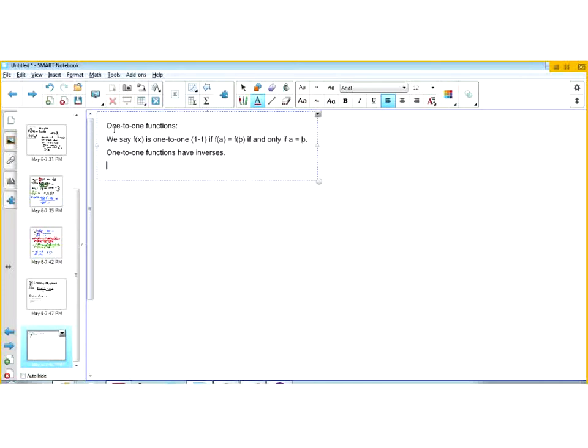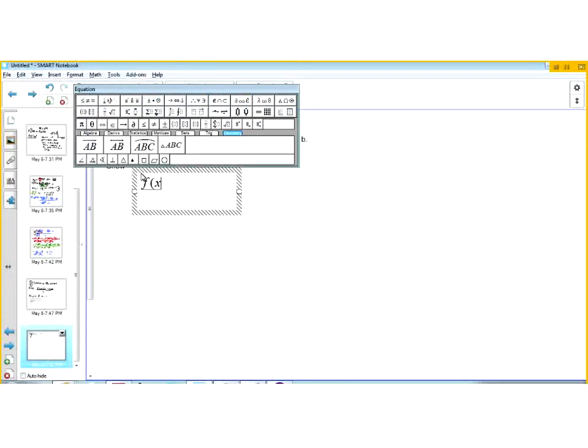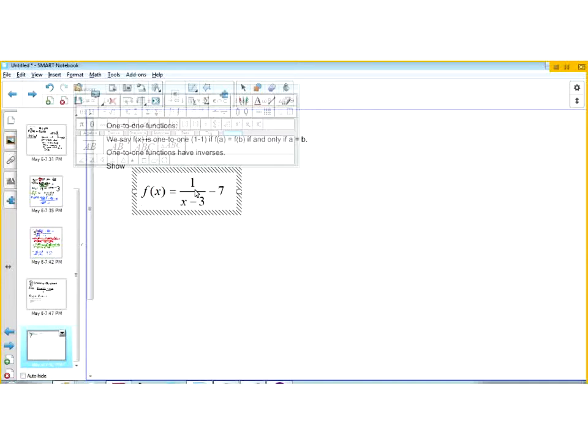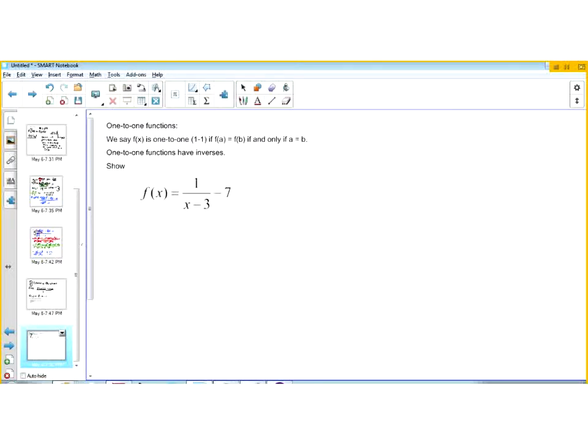Okay, so let's do an example. Show, so back to the equation editor. Show f of x, which is equal to 1 divided by x minus 3, minus 7. Okay, so here we have our function. Show that this function is 1-to-1. So how do we do that? Well, here's how.